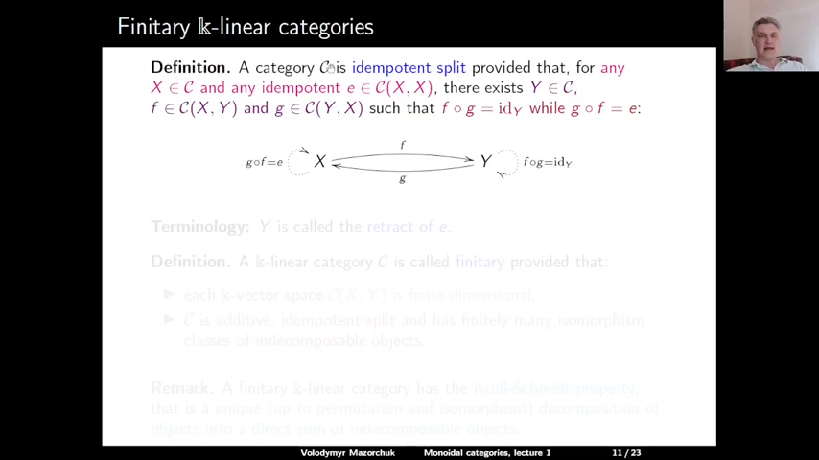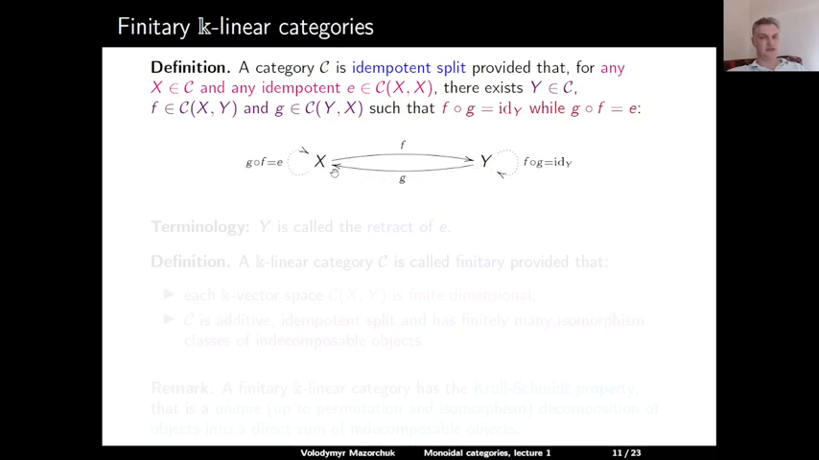Definition: a category C is idempotent split provided that for any object X in C and any idempotent E in the Hom space from X to X, there exists an object Y in C and two morphisms, a morphism F from X to Y and a morphism G from Y to X, such that the composition of F after G is equal to the identity on Y, and the composition of G after F is equal to our idempotent E. So we have this diagram: we have X, Y, F from X to Y, G from Y to X, and E here is a loop on X.